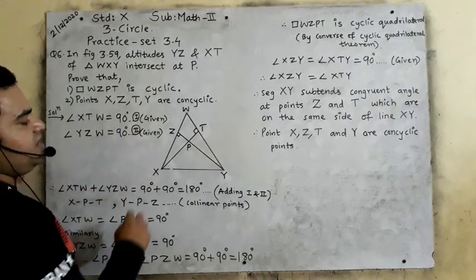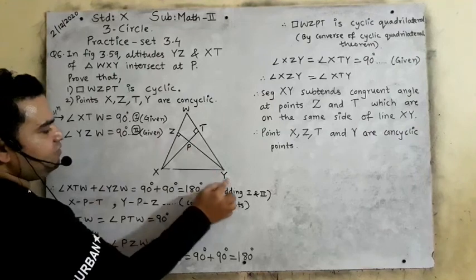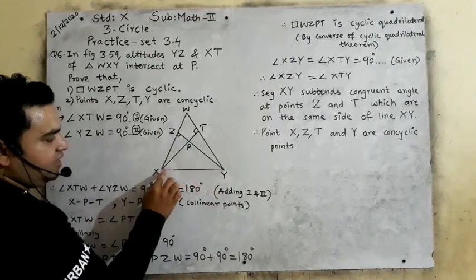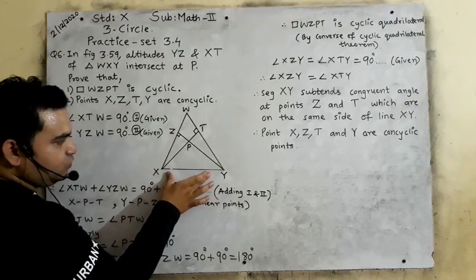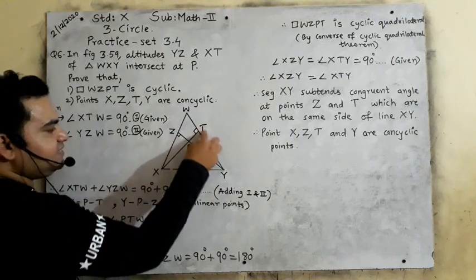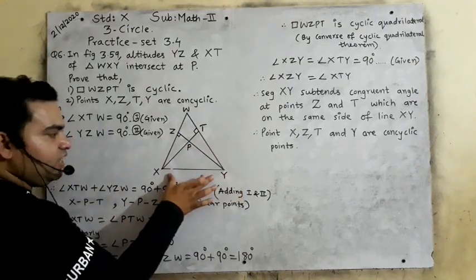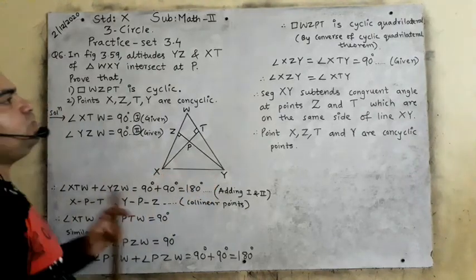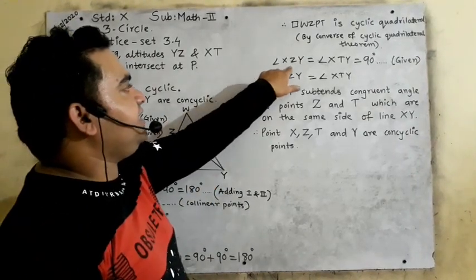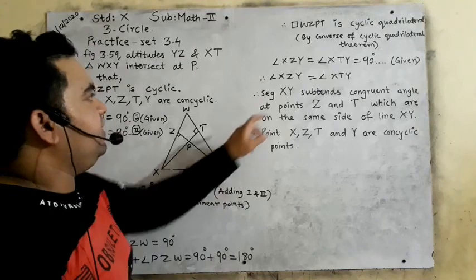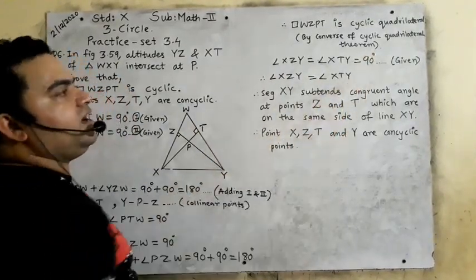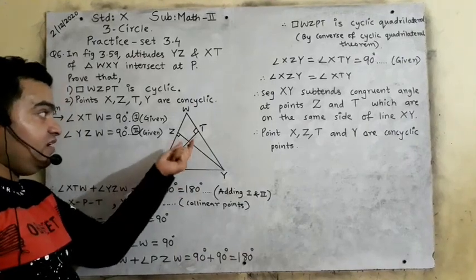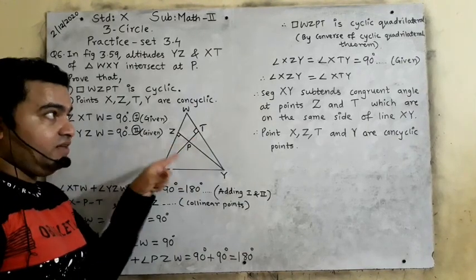So focus here, angle XZY has XY here. Can you see XY? The base is XY. Now see angle XTY, it also has XY as a base. Okay, so please pay attention here. Angle XZY is equal to angle XTY. Why? Because both of them are 90 degrees. It is given in the figure. See the symbol, it is given in the figure.